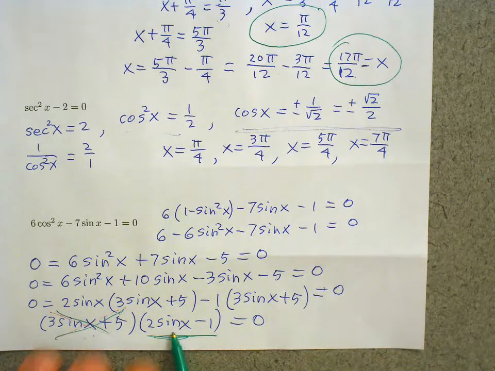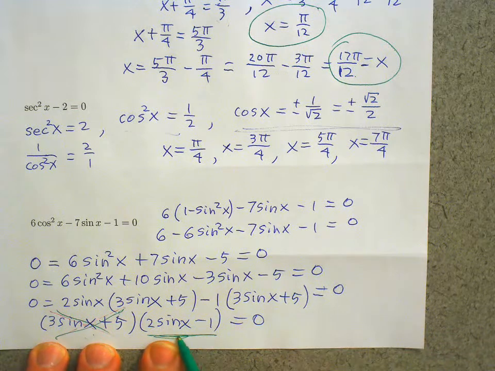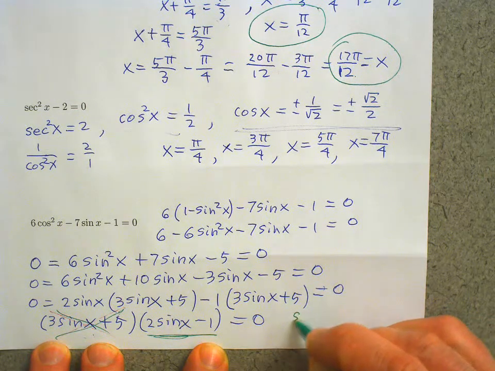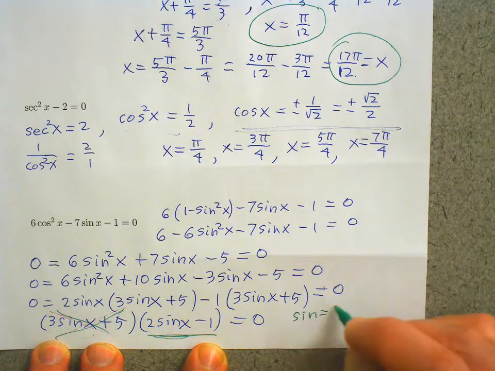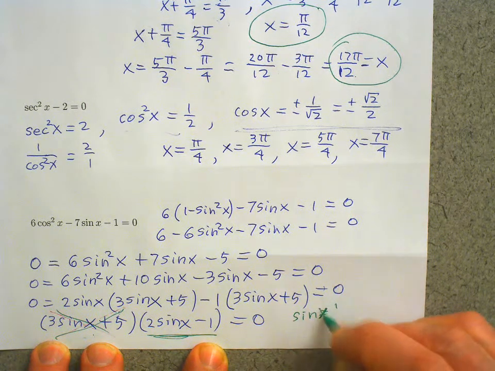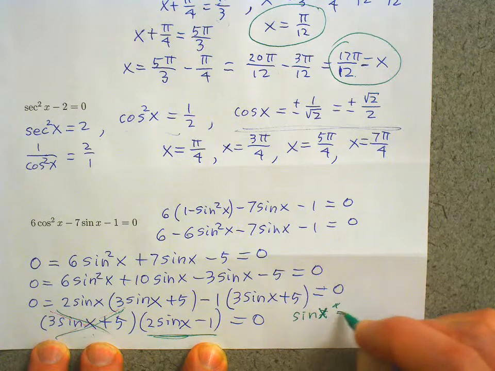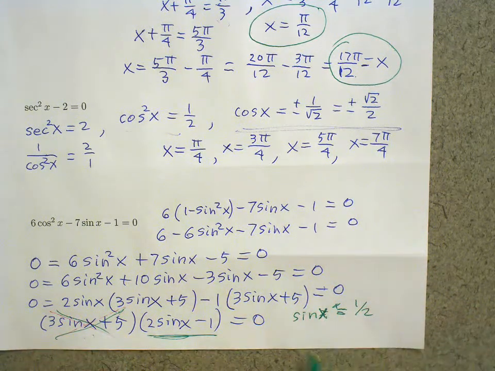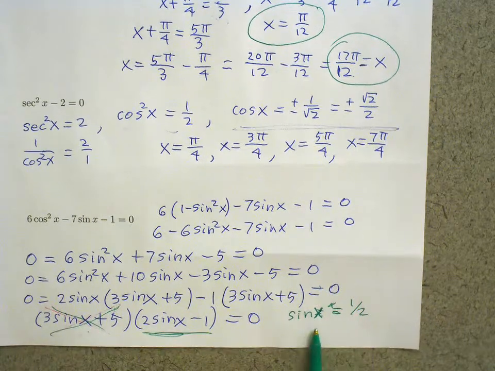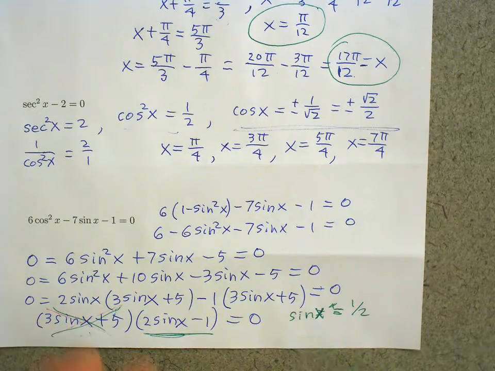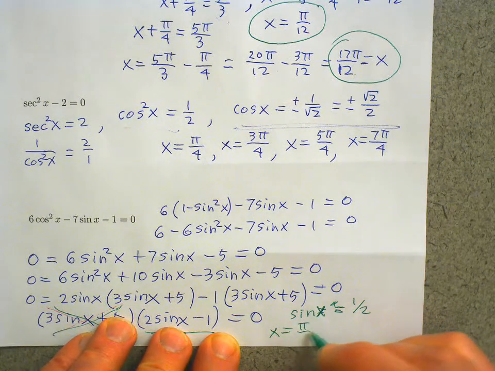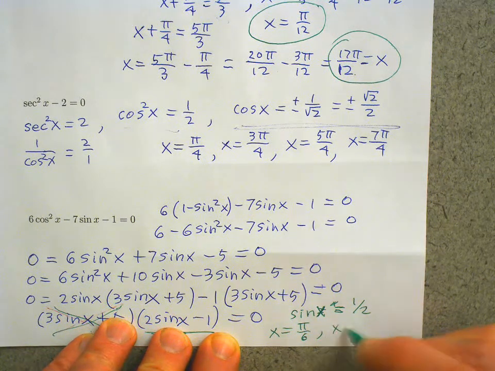But the other factor, 2 times sine of x minus 1 equals 0, when we solve for sine of x, we get sine of x equals 1/2. And there are 2 solutions to this between 0 and 2 pi. One is pi over 6, and the other one is 5 pi over 6.